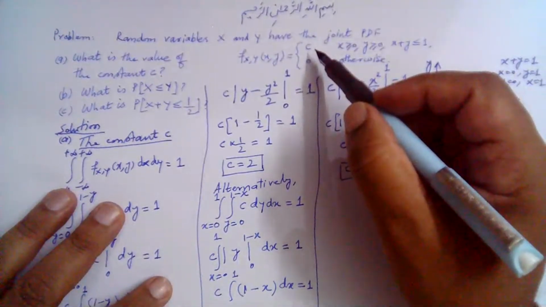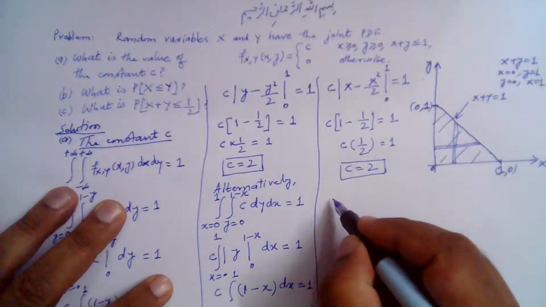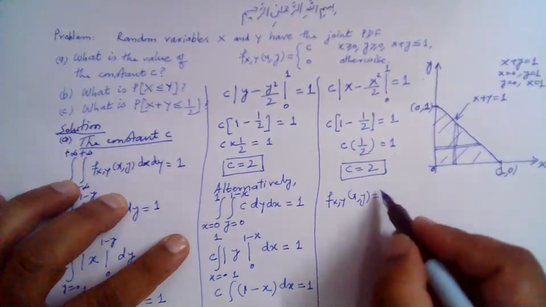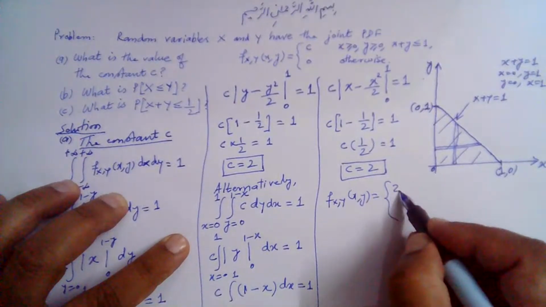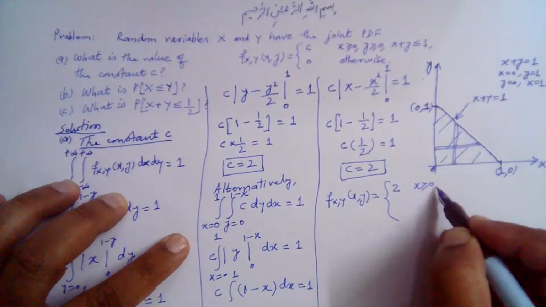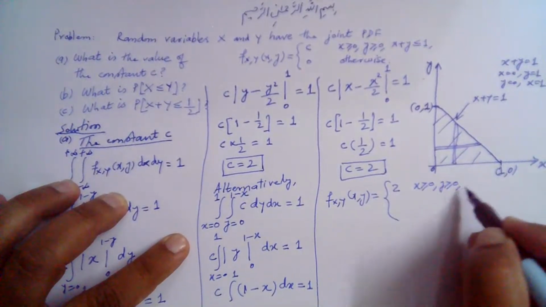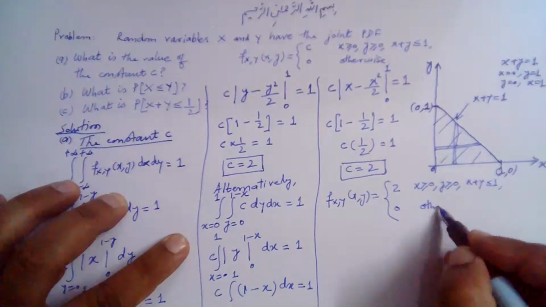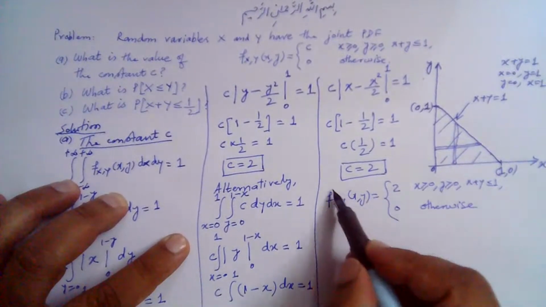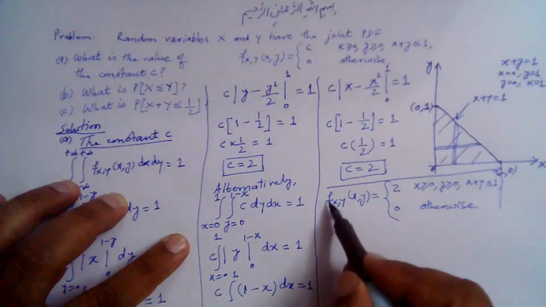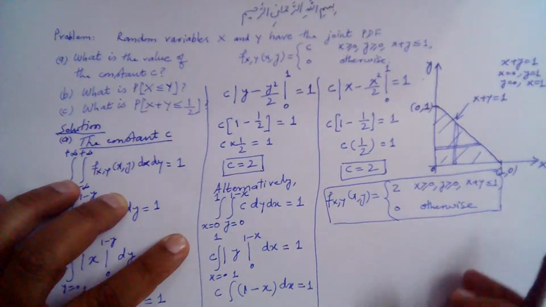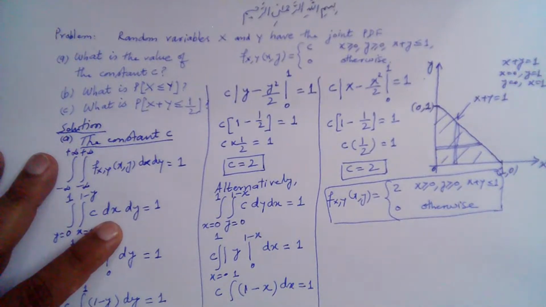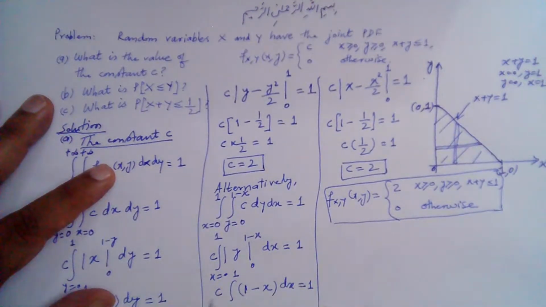So in short, we can write the joint PDF f_{X,Y}(x, y) is equal to 2 when x is greater than or equal to 0, y is greater than or equal to 0, and x plus y is less than or equal to 1, and this is 0 otherwise. So this is our density function, the joint density function of the random variables x and y. So we are done with the first part of the problem.